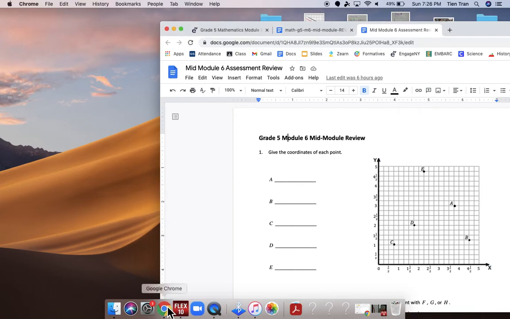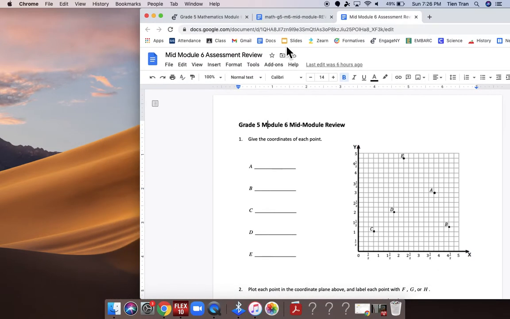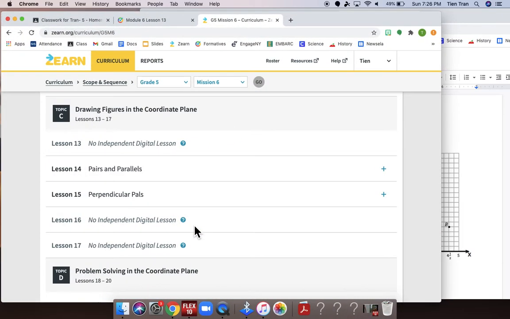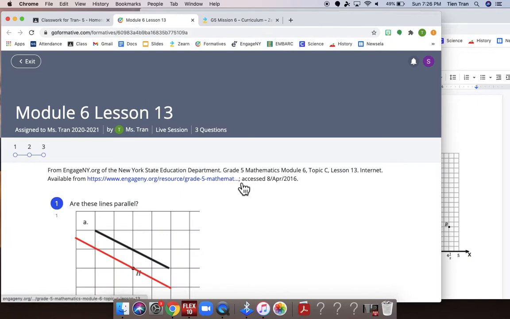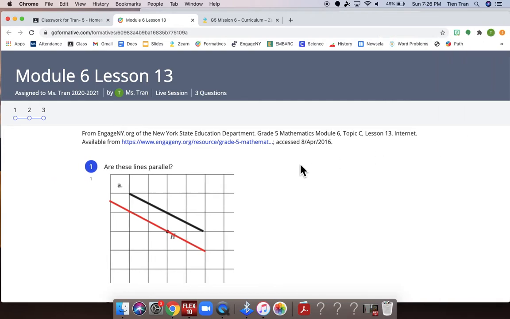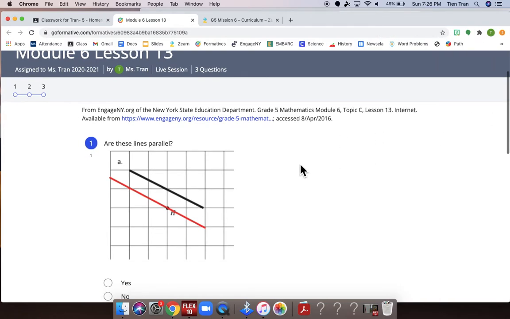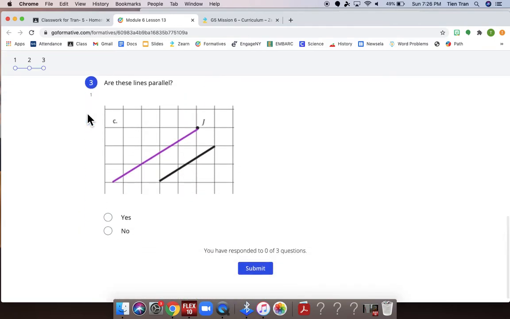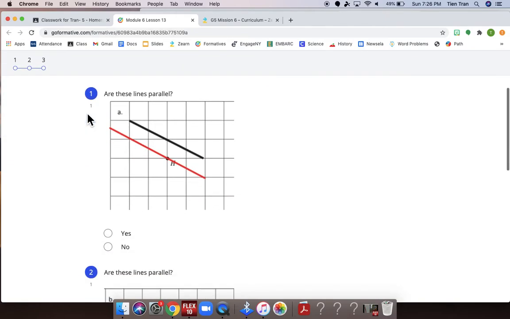You can find it on your Google Classroom. So please make sure that you are clicking on your Google Classroom. Let me pull it up. So this is the exit ticket for Module 6, Lesson number 13. And the questions we have here ask you, are these lines parallel? You are going to answer questions 1, 2, and 3, and tell me if those lines are parallel.